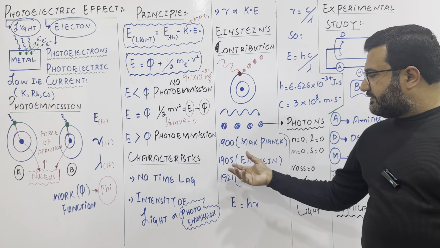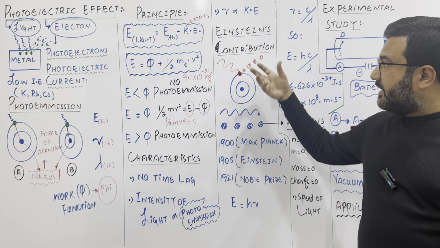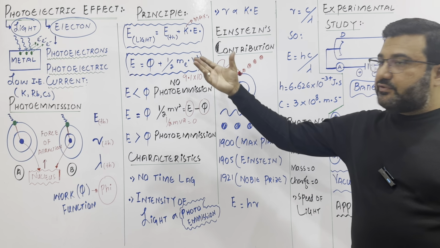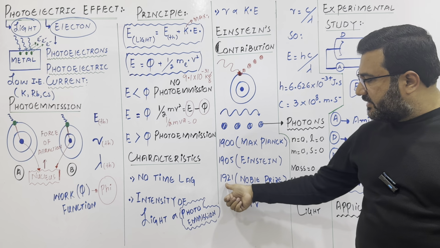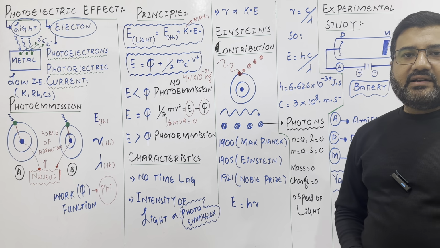And because of these findings, Einstein's explanation of the absence of a time lag in the photoelectric effect on the basis of photons of light, Einstein was awarded the Nobel Prize in 1921.